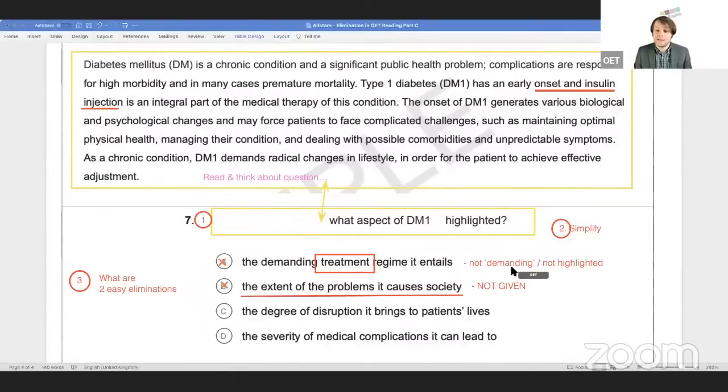Yeah, demanding means difficult. Exactly, Sandra, right? Difficult. Okay, so what I'm showing you today is that there's 2 easy eliminations.